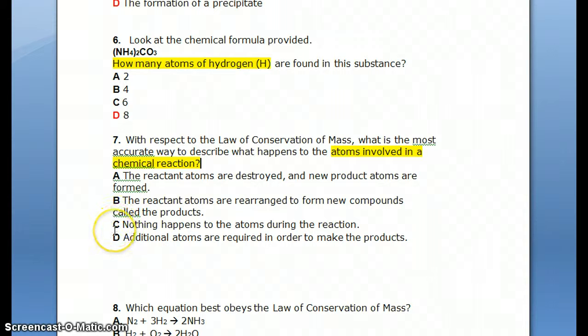Nothing happens to the atoms. Well, we know that's not true because they do rearrange to form something new in a chemical reaction. Additional atoms are required. Well, that doesn't follow the law of conservation of matter because if I don't start with nitrogen, I can't end with nitrogen. So my best answer choice is B.